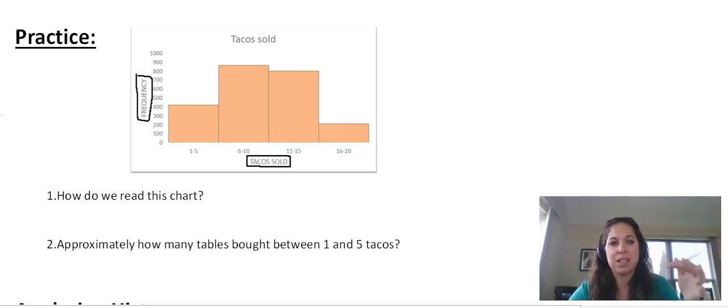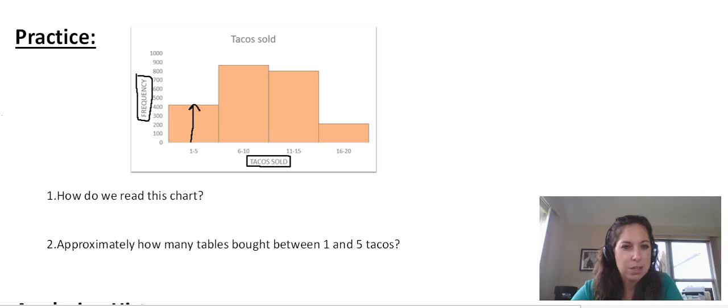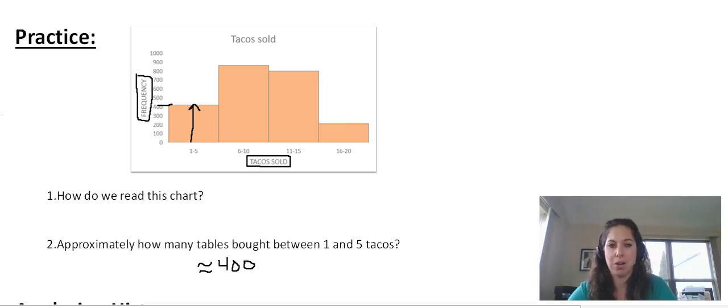I had between 6 and 10 taco orders. What is that, like 800 or so times. So this is telling me the frequency of how many tacos were sold, probably per order. So if I want to know how many tables bought between 1 and 5 tacos, I would say, okay, well 1 to 5, it's right here. This correlates to right over here. So I'm going to say approximately around 400 tables ordered between 1 and 5 tacos.